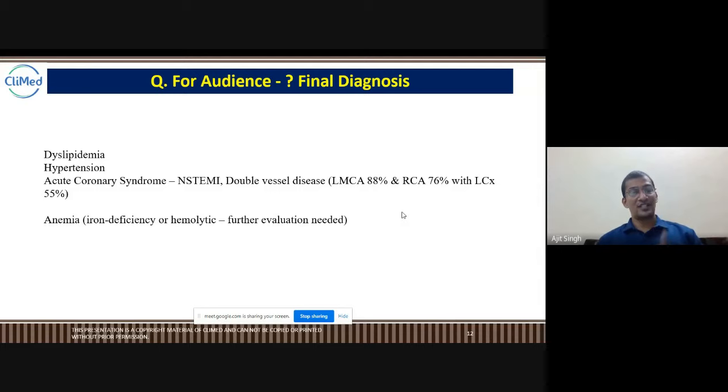You have to understand these things also, not only the MI, not only the anastomy, but what other things are going on. Anemia could be either iron deficiency or hemolytic. So we need further evaluations for that.